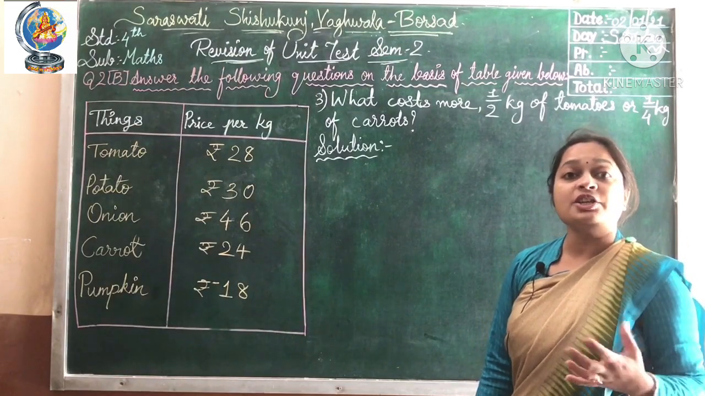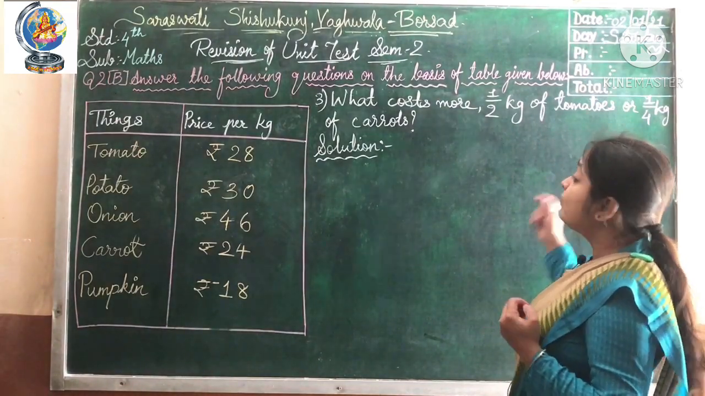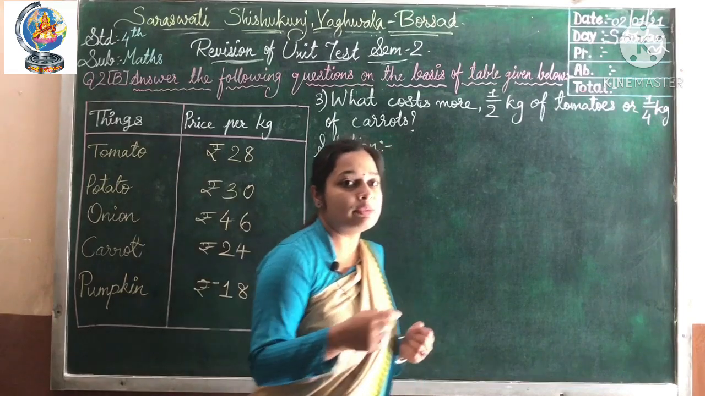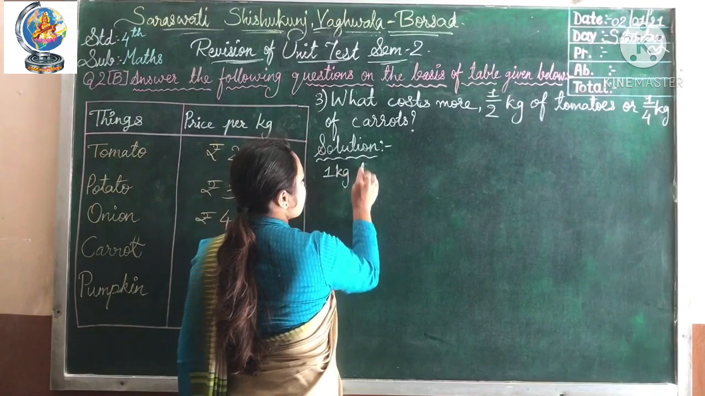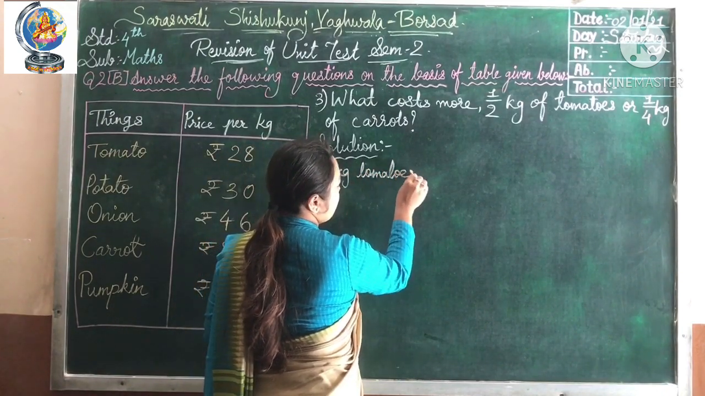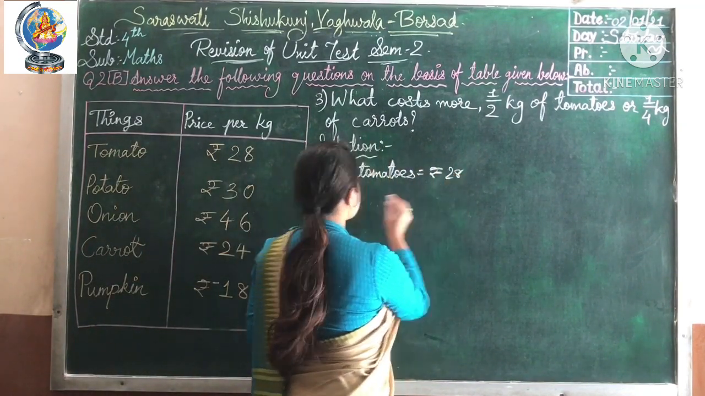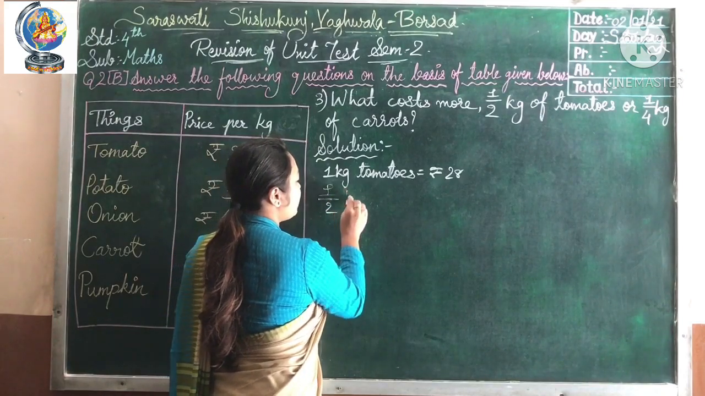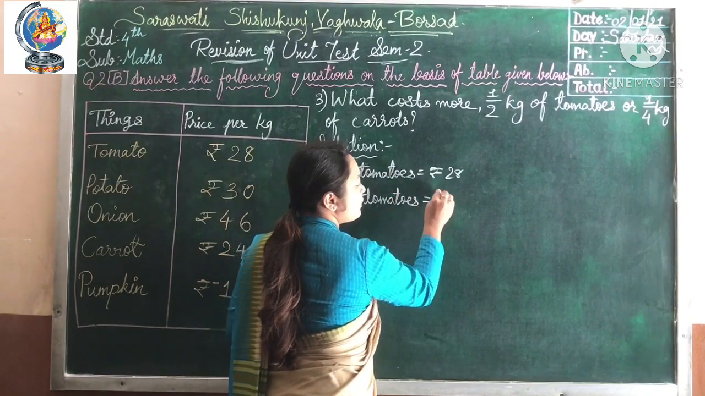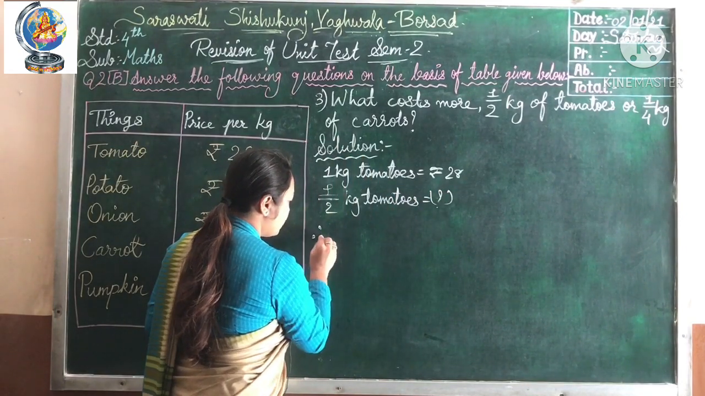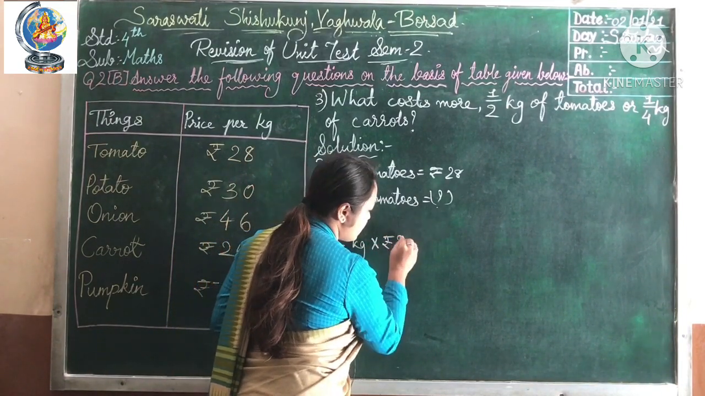But before that, you need to find what the price of 1/2 kg of tomatoes is and what the price of 1/4 kg of carrots is. Okay, so first let's calculate it. 1 kg tomatoes is equal to rupees 28, right? So 1/2 kg tomatoes is equal to question mark. Therefore 1/2 kg multiplied by rupees 28.